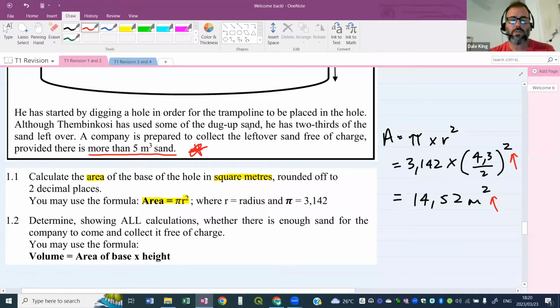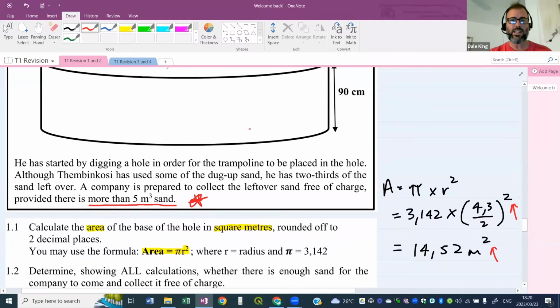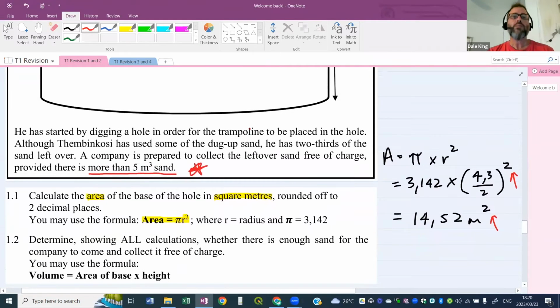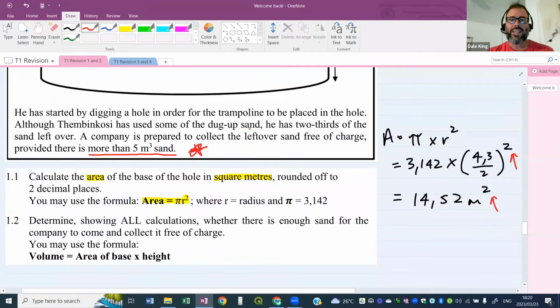Now, where's the sand coming from? So he dug a hole to place this trampoline in. And this diagram is for the hole. He dug a hole. He used some of the sand already. He has 2/3 of the sand left over. And that's the sand that he wants them to take away. Not all of it. 2/3. All right, so we've got to be careful here. We're checking on 2/3 of the sand that's been dug out.